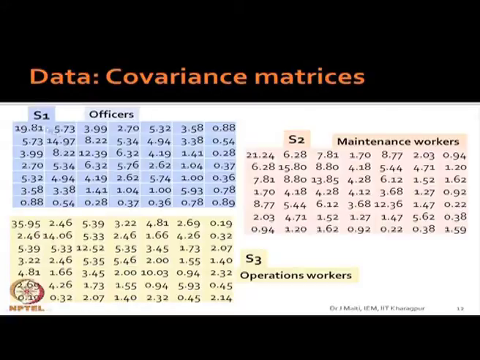You see that the S1 covariance matrix is like this. Here 54 officers' observations were there. Then S2 is the maintenance workers, 96 workers were there, and S3 is the operation workers, again 149 observations we have collected. So, your inputs to MANOVA are x bar, meaning x1 bar, x2 bar, x3 bar, and S1, S2, S3, that is, the mean vectors and covariance matrices.